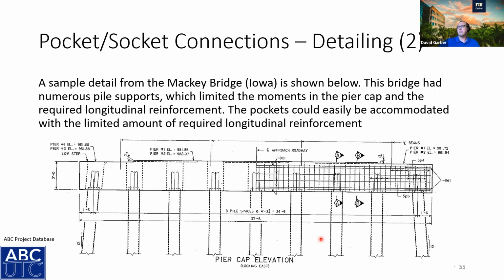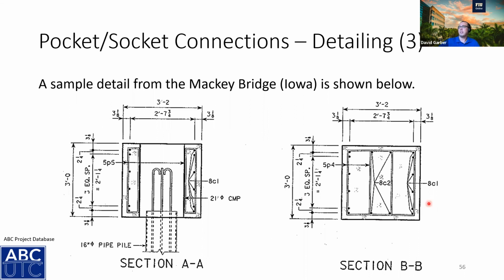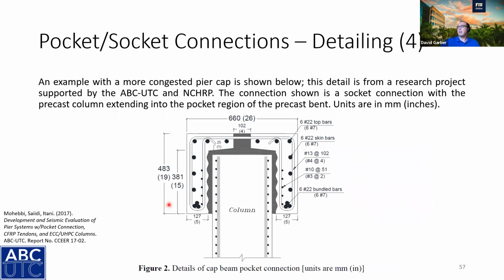There are examples where not as much reinforcement is needed in the pier cap element. So here there are a lot of piles. There's not as much moment developing in the pier cap, so they could get away with not much reinforcement in the pier cap, and it's not a problem for them. For this NCHRP project done by Saeed at University of Nevada, Reno, they needed to bundle a lot of reinforcement here and here.